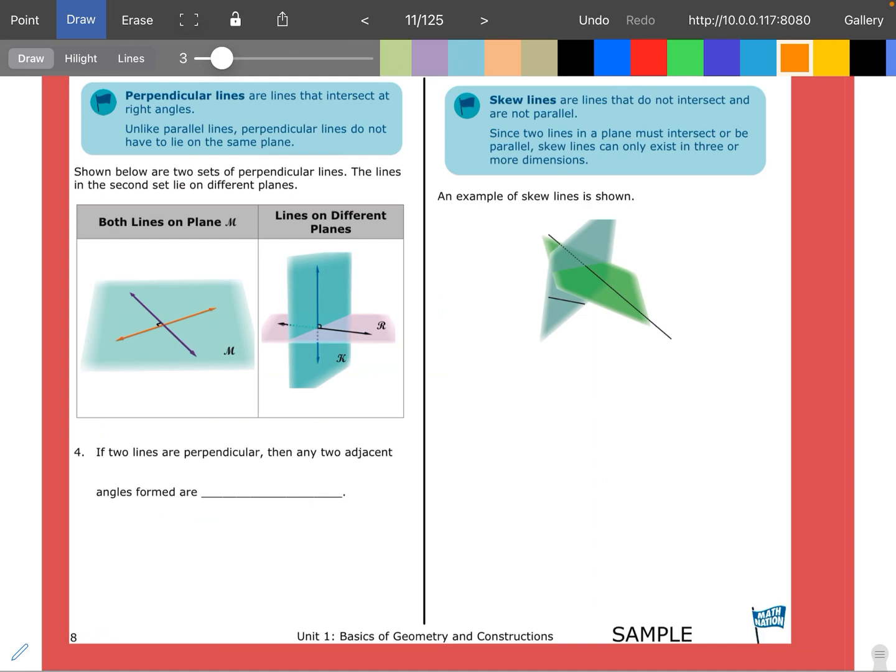Perpendicular lines are lines that intersect at right angles. What's different from parallel lines is that perpendicular lines do not have to lie on the same plane. They can lie on two separate planes. Think about a Rubik's Cube or something like that. If you have one of the sides, think of one of the vertical sides as a vertical line. One of the horizontal lines, if you were to continue it on, would intersect it. Again, I kind of need a visual to help you with that. But if two lines are perpendicular, then any two adjacent angles, or angles that are beside each other, are also right angles.